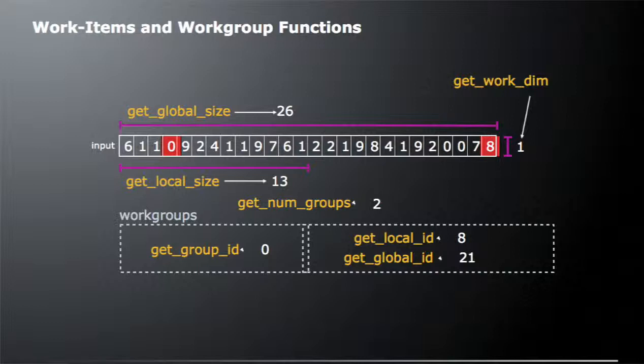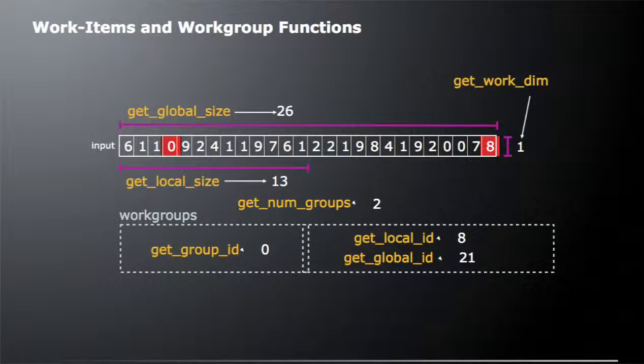In this case, when we launched this kernel, we determined that the local size was 13. That means our work group has 13 elements in it. So if our global size has 26 elements and our local size has 13 elements, that means we have 2 groups. And so if we called getNumGroups, that would tell us that we have 2 groups.